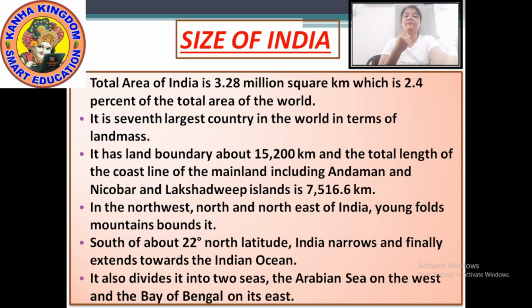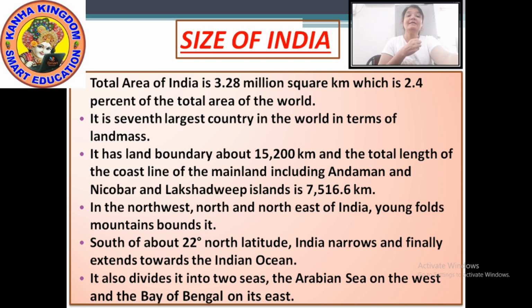And what is the distance from north to south? That is from Jammu and Kashmir to Kanyakumari. It is 3,214 kilometers. And which states are located in the extreme west and extreme east? To the west it is Gujarat, and to the east it is Arunachal Pradesh.